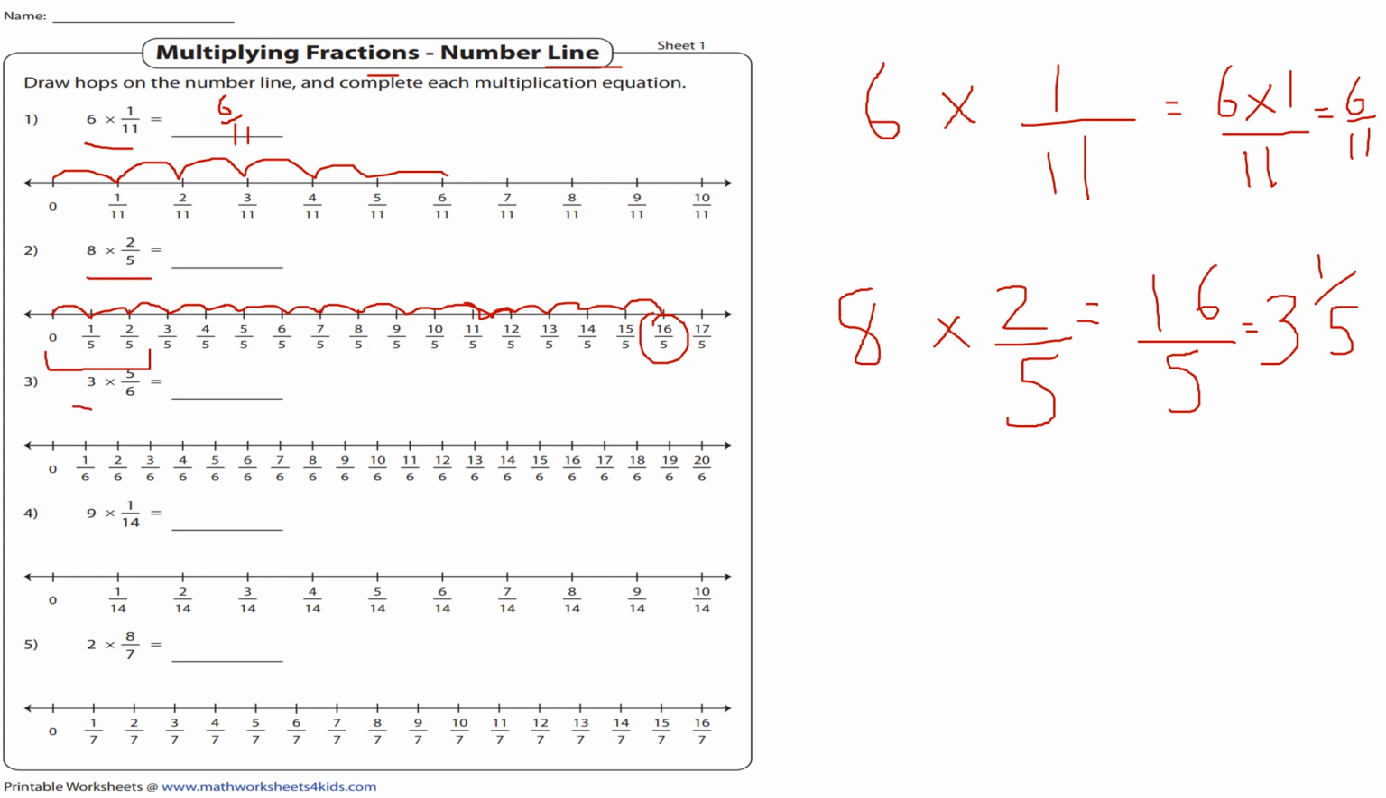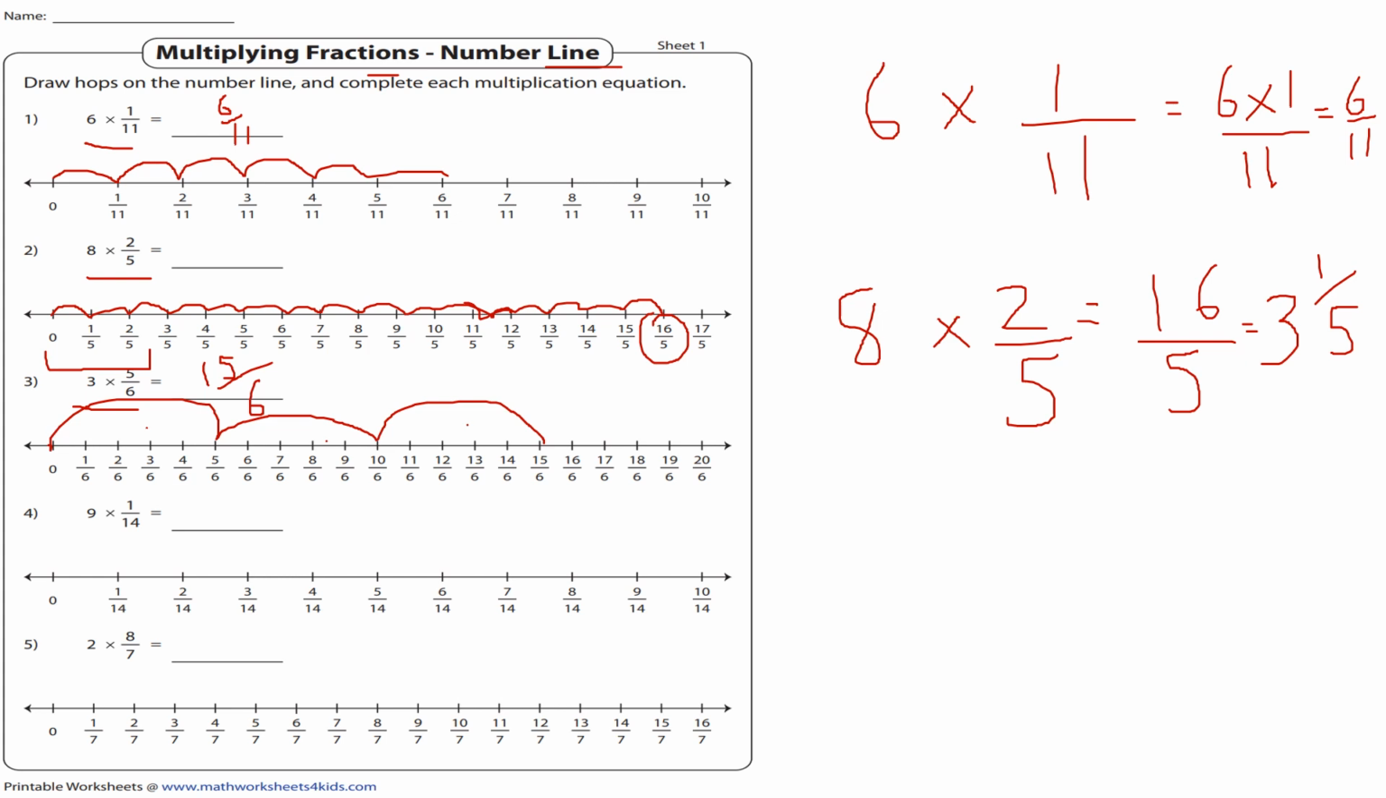This next one, 3 lots of 5/6. Well, 3 times 5 is going to be 15, so I'm going to have the answer of 15/6. Again, start at 0, and I'm doing 3 lots of 5/6. So 1, 2 jumps, and then 3 jumps. Bang. So there's your 3 jumps there for that one. So that's how to work out that one.